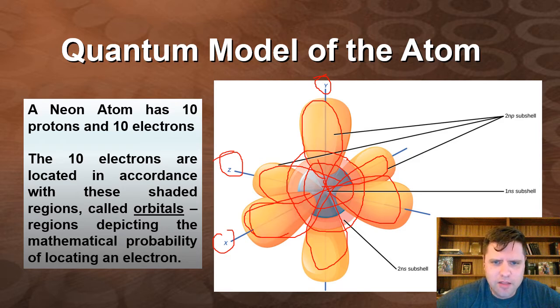So somewhere in this x orbital that looks like a figure eight, there are 2 electrons, and they are buzzing about somewhere in that region. And the more that I know where it is, the less I know where it's headed. And if I know where it's headed, the less I know where it is.